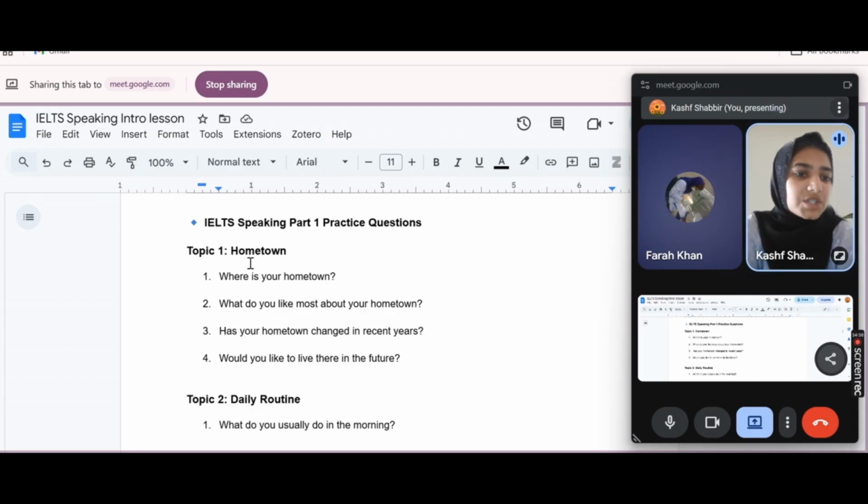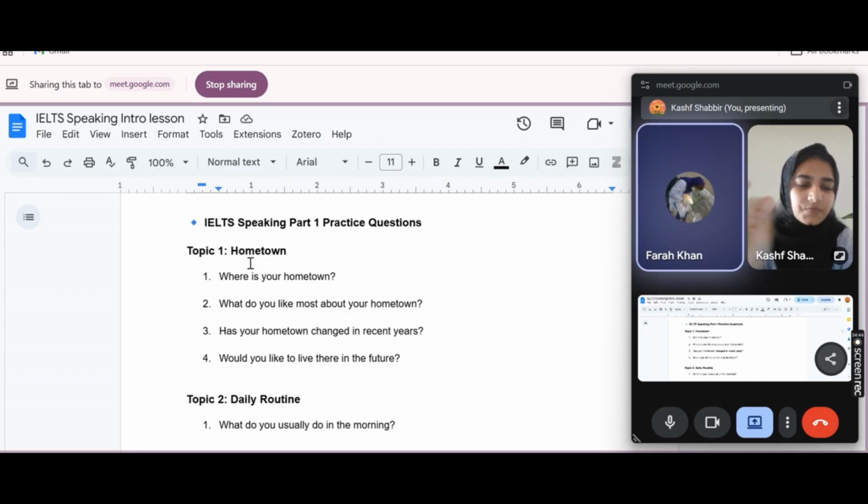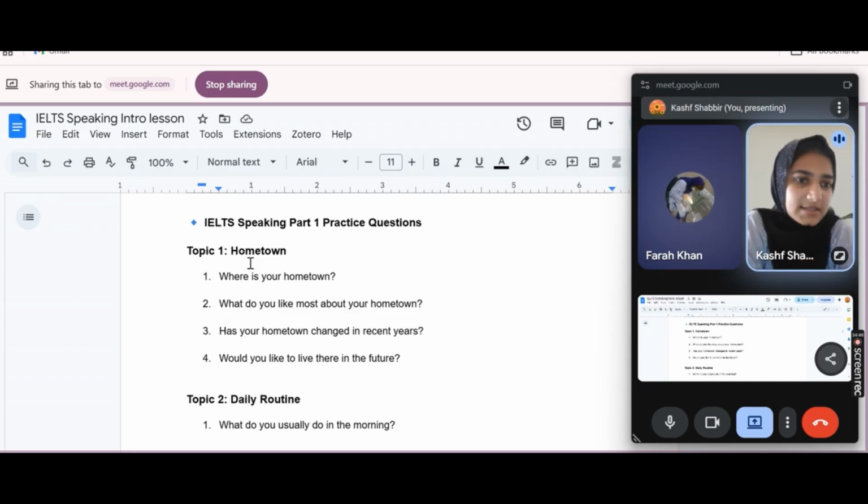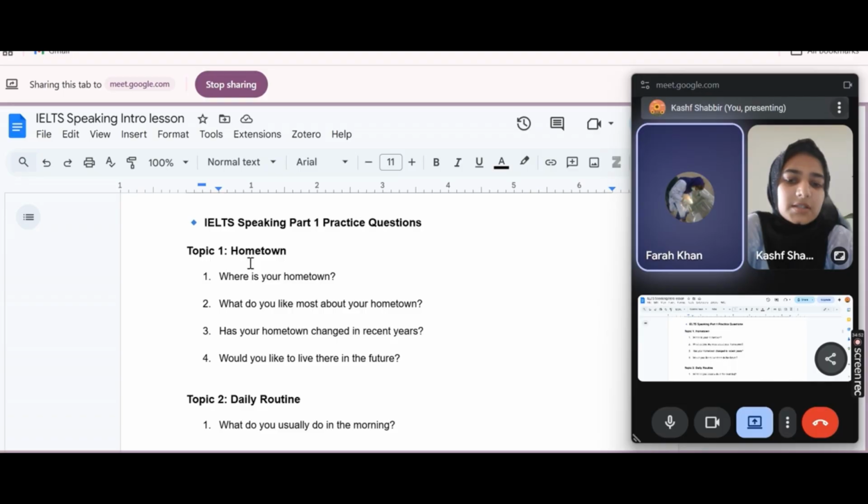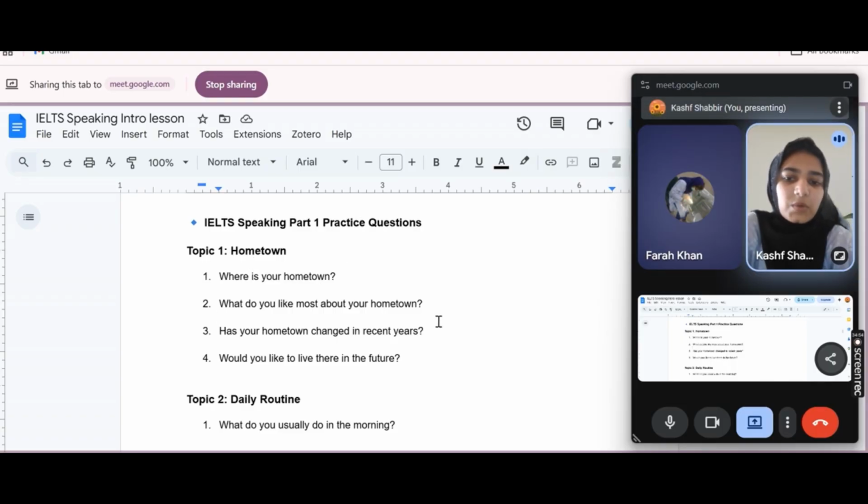Has your hometown changed in recent years? Pick only one characteristic that has changed. Or if it hasn't changed, then no problem, you can also answer in that manner. Think about one point and then we can begin. You have time to think.